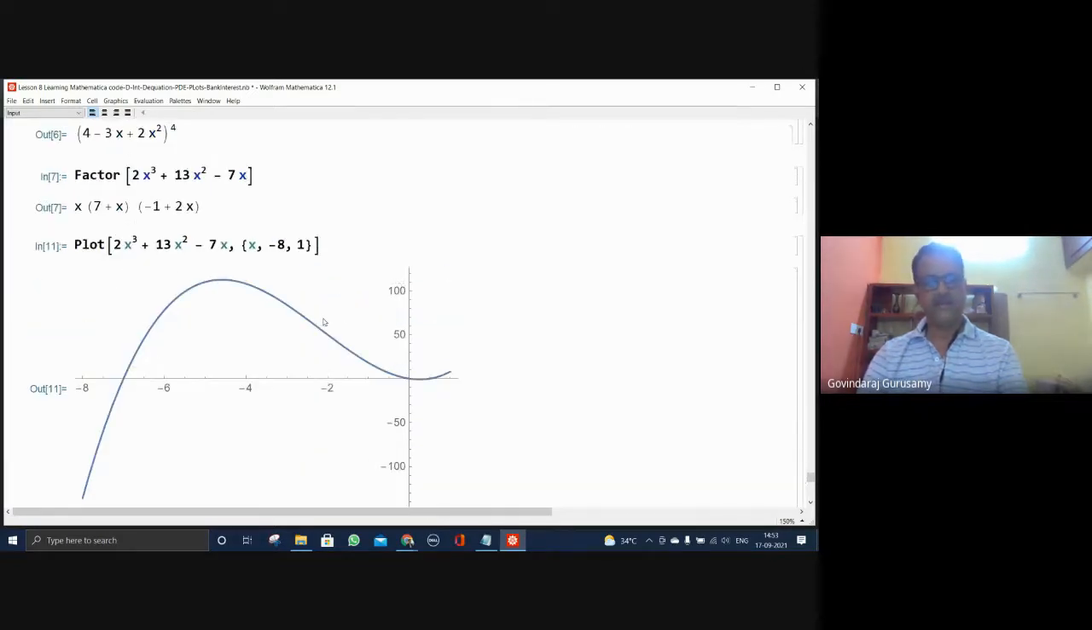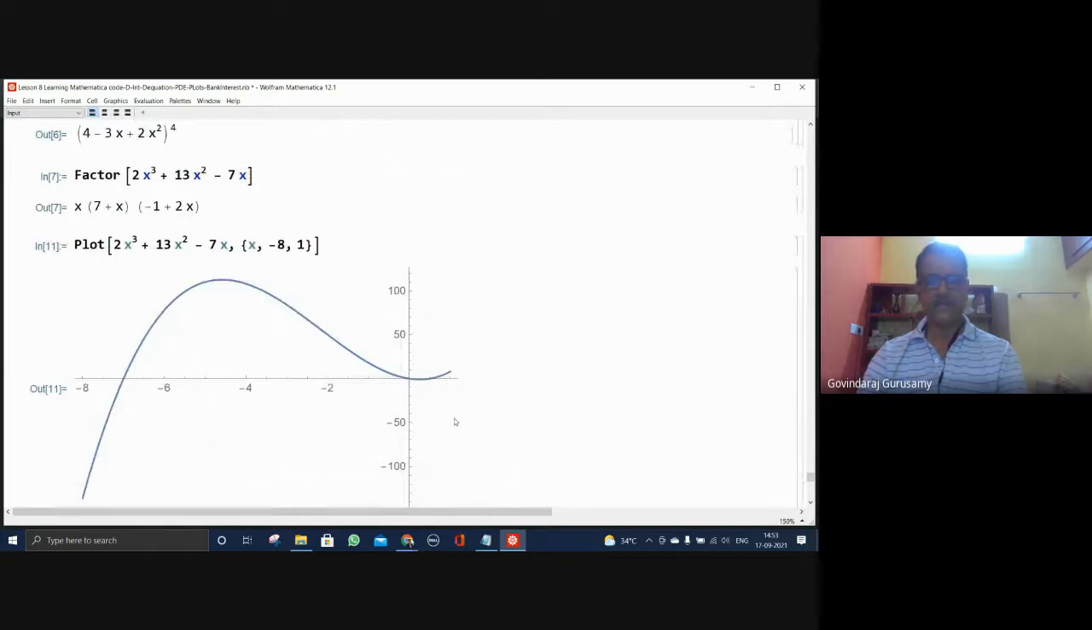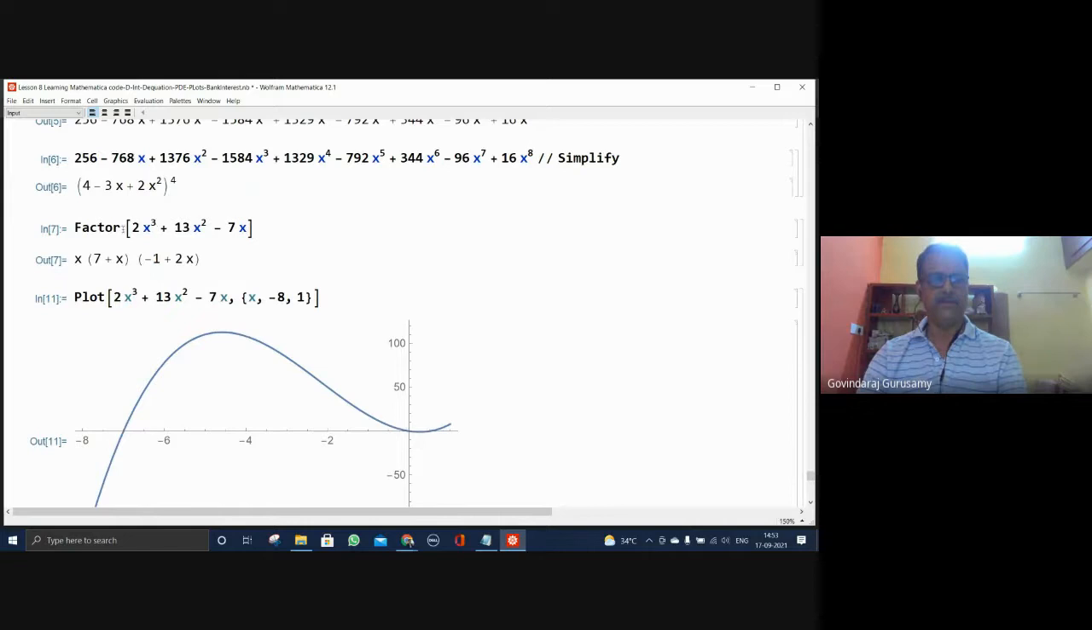Okay, sometimes it can become complex, but still you can make complex plots and then show the results. Okay, so now this is what we were factoring of this equation. It is 2x cubed plus 13x squared minus 7x. So what we have done is that probably I can check.